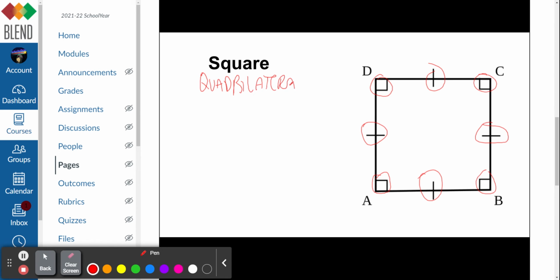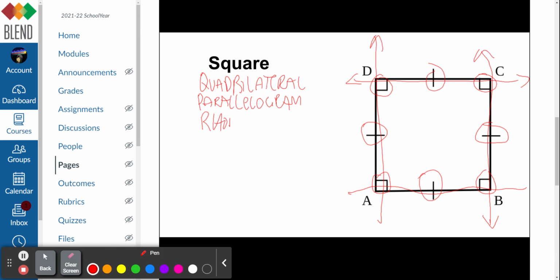It is a parallelogram because it has two sets of parallel sides. These go on forever, never touch. These go on forever, never touch. My lines look terrible, but you get it. It has four congruent sides, so it's a rhombus, and it has four 90-degree angles, so it's a rectangle. So there we go. And it's all of those things.